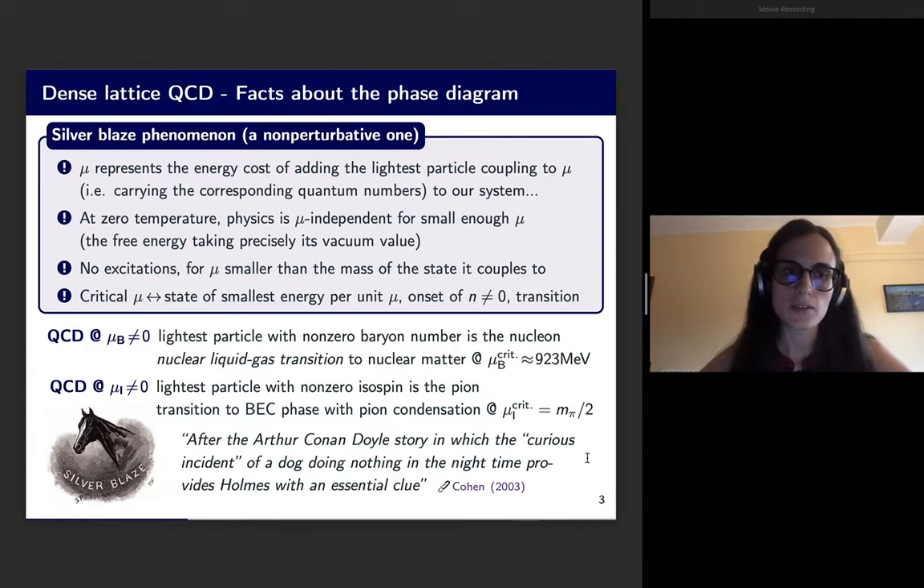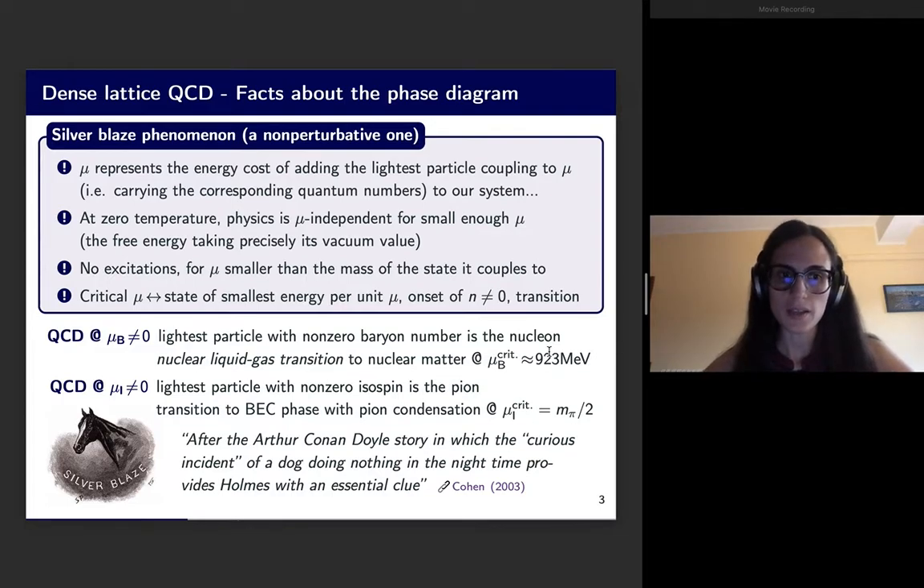In QCD at non-zero baryon chemical potential, the lightest particle which carries non-zero baryon number is the nucleon, and one observes the so-called nuclear liquid-gas transition to nuclear matter at some value of the critical baryon chemical potential that I'm reporting on the slides.